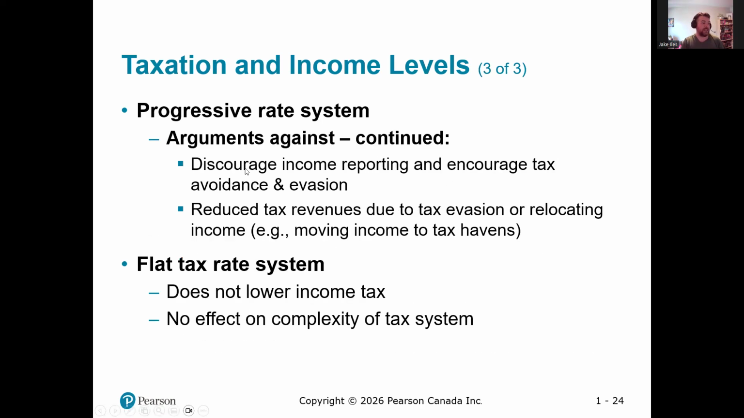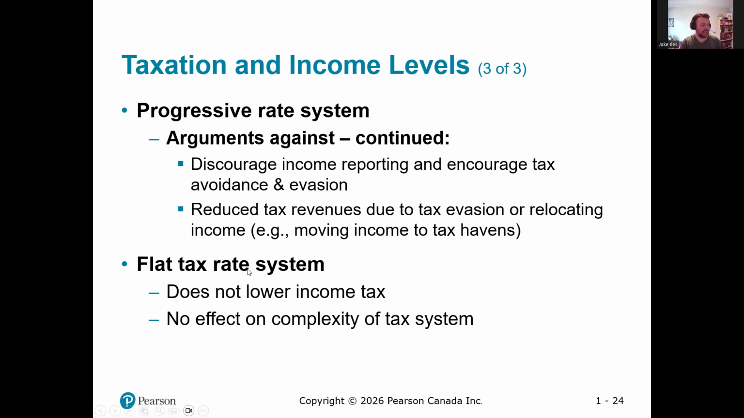They discourage income reporting. I was mentioning this because those higher income levels have a higher tax rate. A lot of people will want to underreport their income to try and keep themselves in a lower tax rate. So they encourage tax avoidance and even evasion. And we'll talk a bit more about avoidance and evasion later.